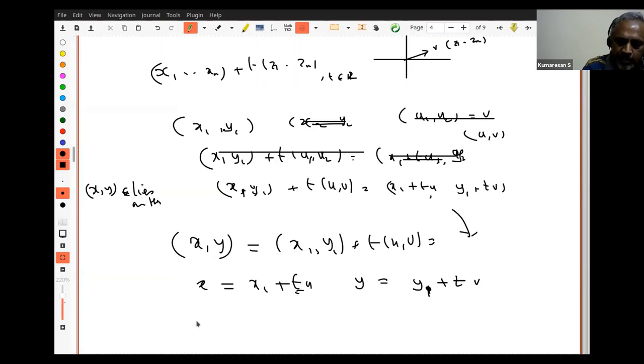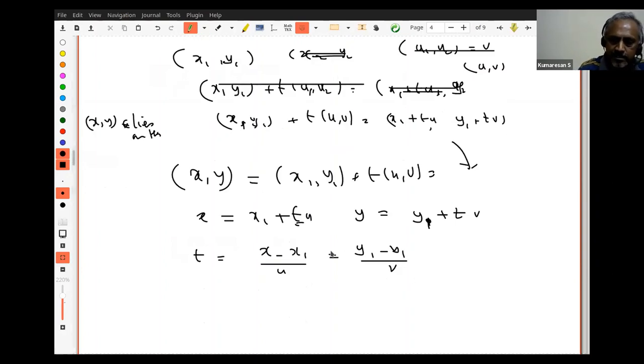Now I can solve for t. The t is going to be x minus x1 by u. But the same t is also equal to y minus y1 by v. Now do you see that? If it is 3 variables, you would have written z minus z1 by some other w. These are known as direction cosines of a line in R3, whereas in R2, I stop here. Then u and v are the directions.